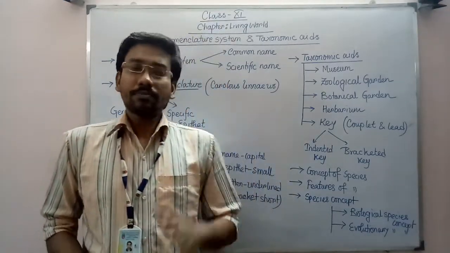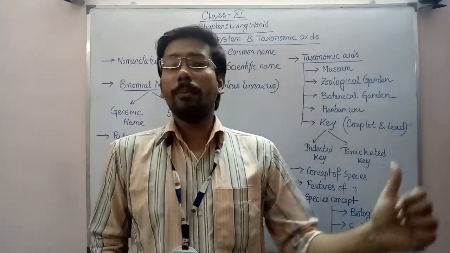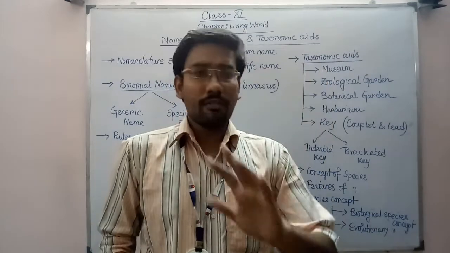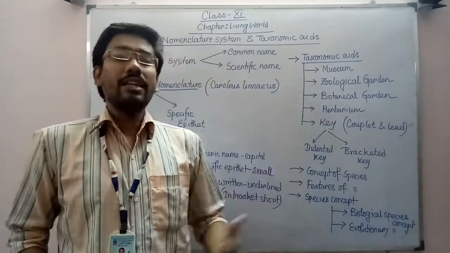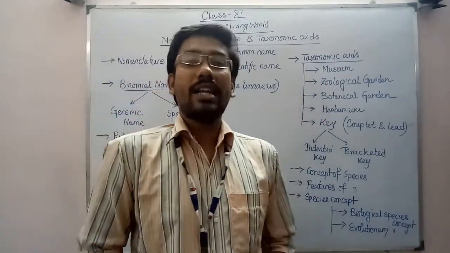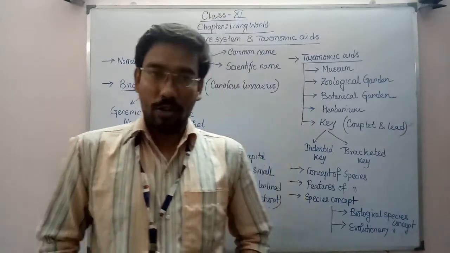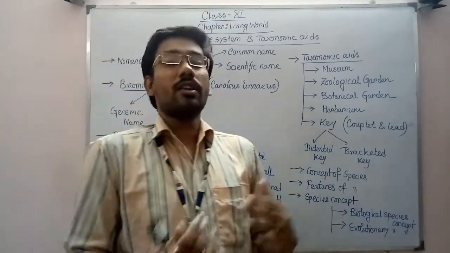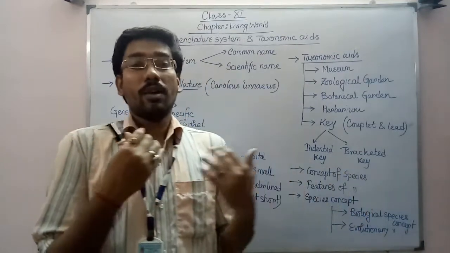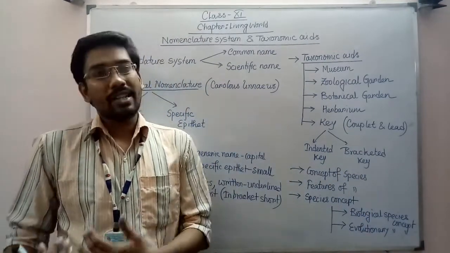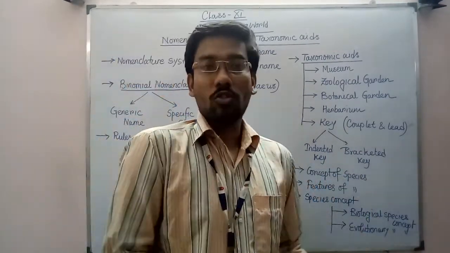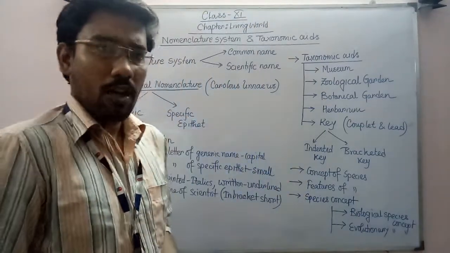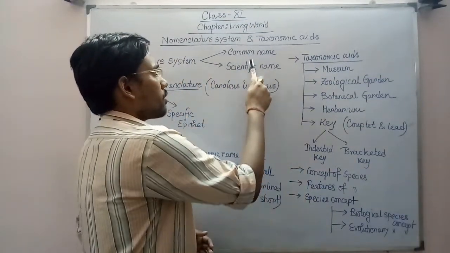Now the point is, the common name is always for common people, for the citizens of each and every country who are not directly related with biology, taxonomy or systematics. And the scientific name is required for people like students, teachers, researchers, taxonomists. I think you have understood the difference between common name and scientific name.